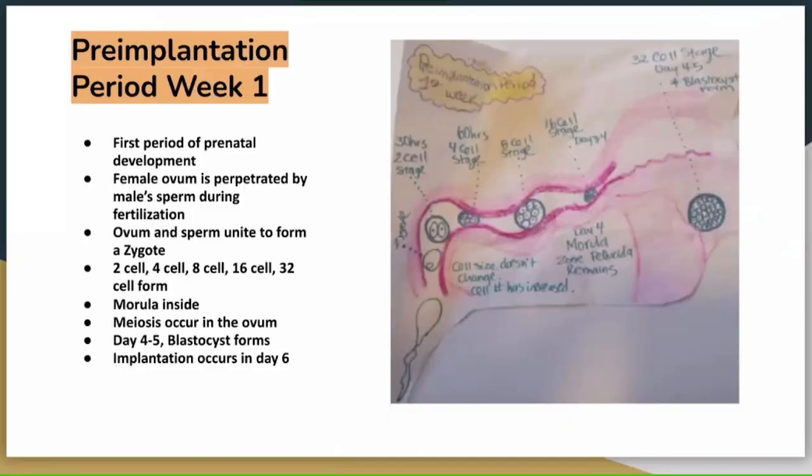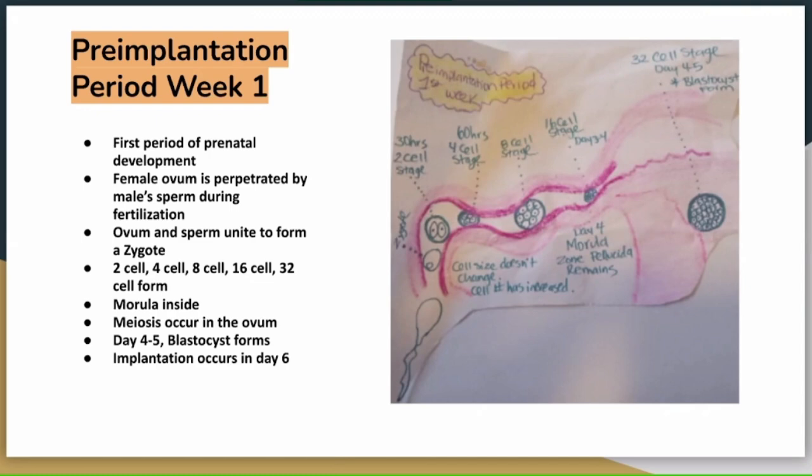We start pre-implantation in week 1. This is where the female ovum and the male sperm meet during fertilization. They form a zygote. We have a formation of cells. They start to duplicate to 2, 4, 8, 16, and 32.